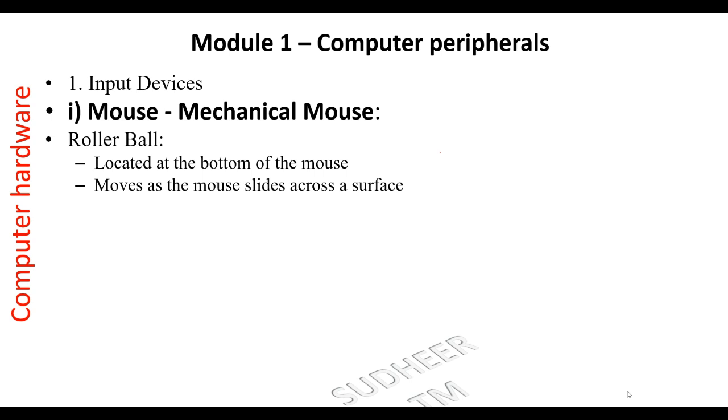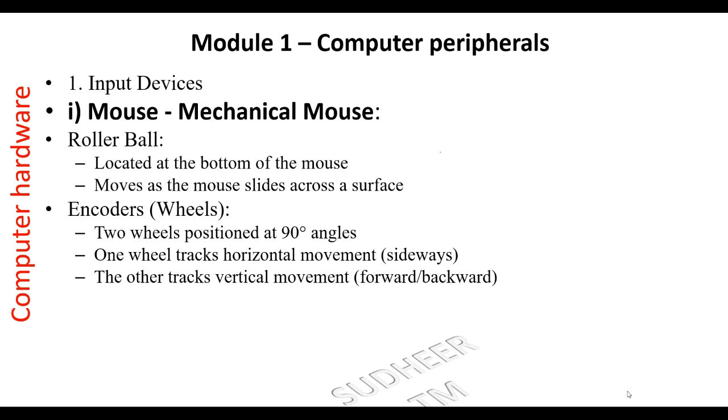Mechanical mouse. What is inside a mechanical mouse? First, a roller ball inside your mechanical mouse. You can see on the bottom of your mouse there is a ball. That ball will move as we are scrolling or moving along a surface, or just lift it and rotate it, making the roller ball move, and you can see the cursor moving here and there on your screen. So there is a roller ball in your mouse, located at the bottom, which moves as the mouse slides across a surface.